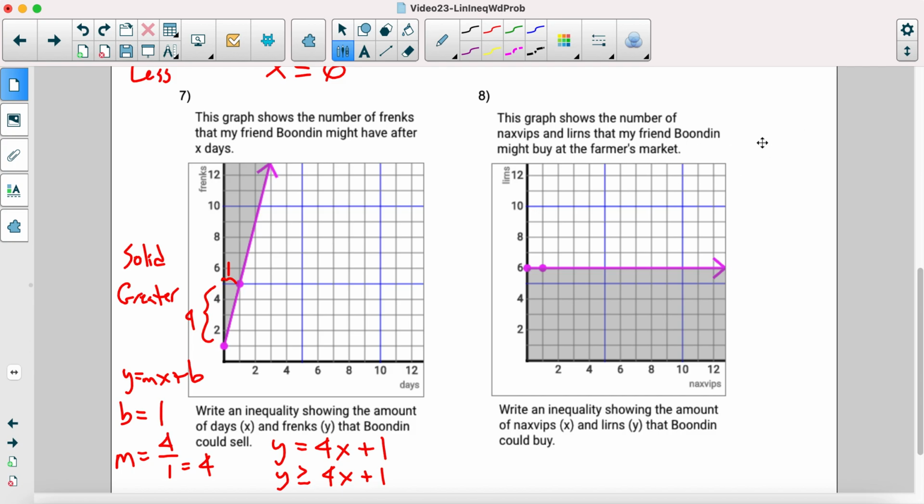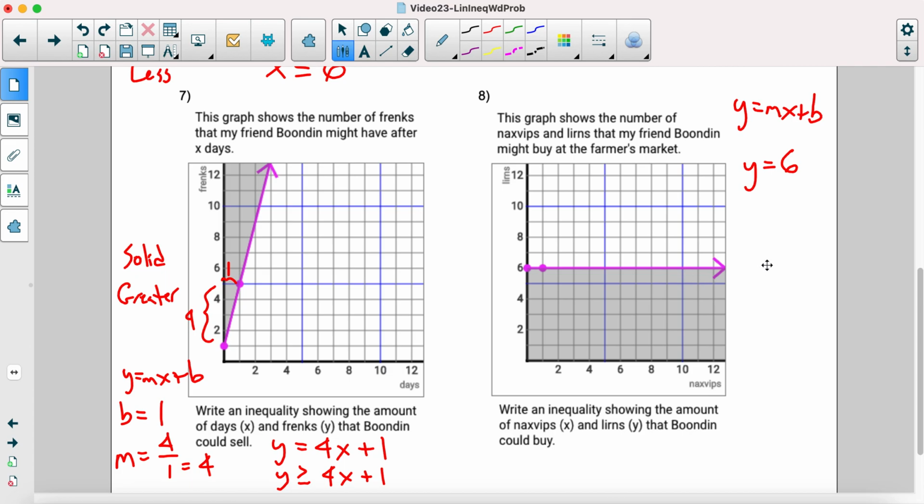The final example here: write the inequality showing the amount of NACSBIPs and learns that Boondin could buy. All right, let's write the equation for our line, y equals mx plus b. In this case, it's a horizontal line. That's one of our other exceptions. So we know it's going to be y is equal to a number. In this case, the number is 6 because it's going through two coordinates that have 6 for the y value. So y is equal to 6.